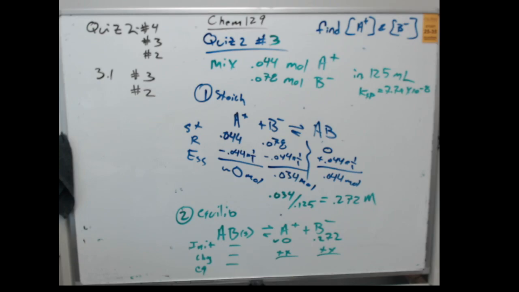So I have to have a plus. I think the plus is going to be small because my KSP value is really small. So I'm not expecting it to do much, but it should do something. I'm going to have an X. I'm going to have approximately 0.272, and then KSP is equal to 0.272 X.